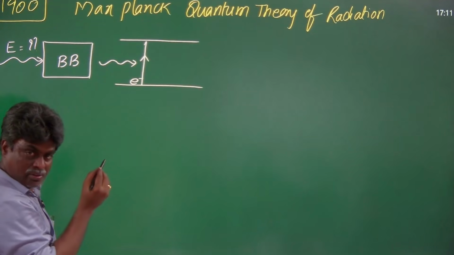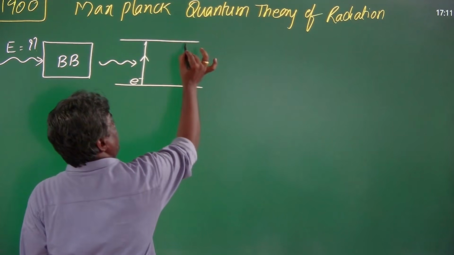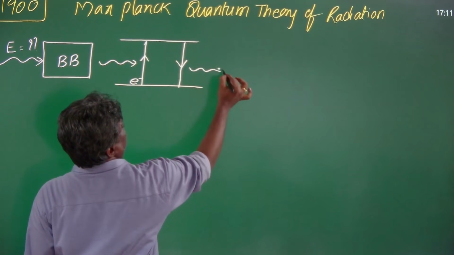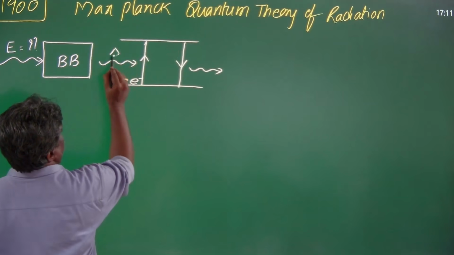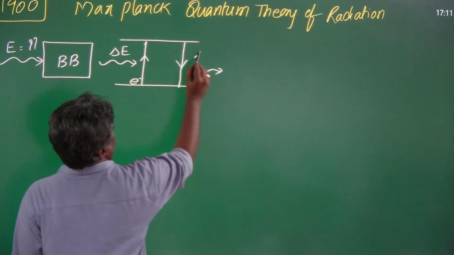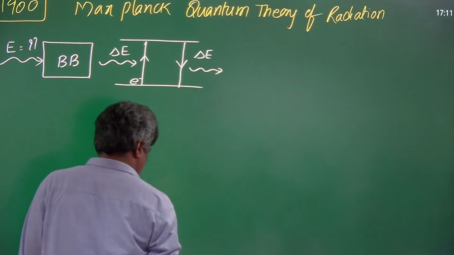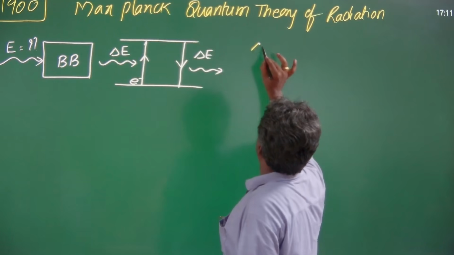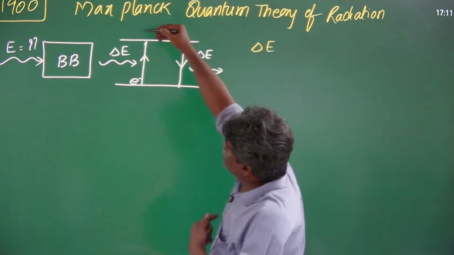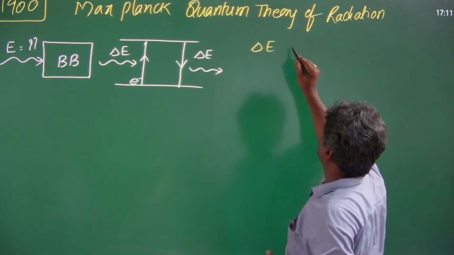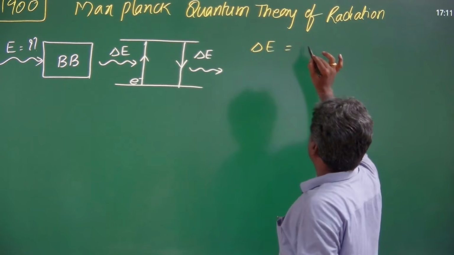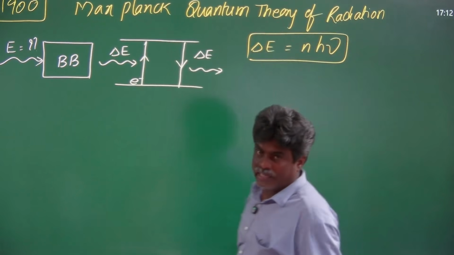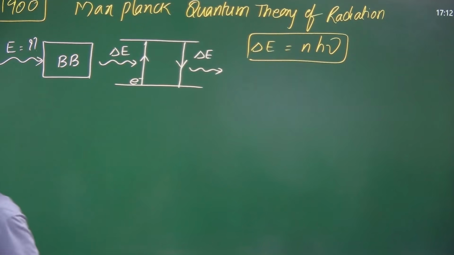Say yes or no? Yes, sir. And similarly, whenever it is coming to the ground state, again it will release the energy. So this energy is, let us say, delta E, and this is also delta E. According to Max Planck's quantum theory of radiation, this delta E, either absorption or emission, is equal to nhν, that means an integral multiple of hν.